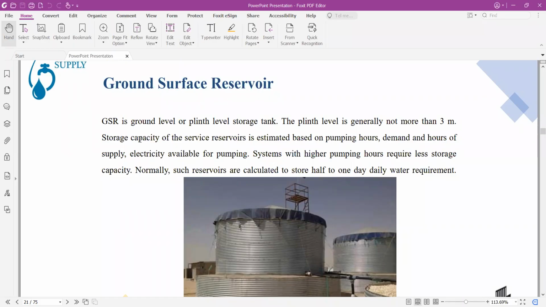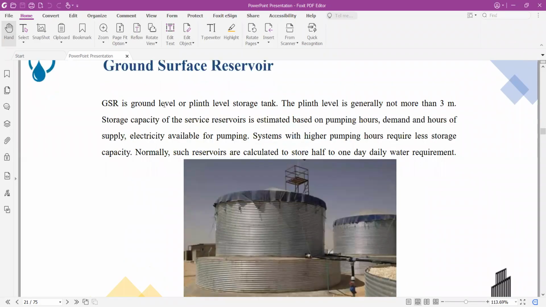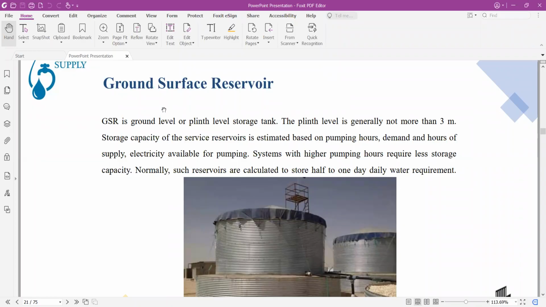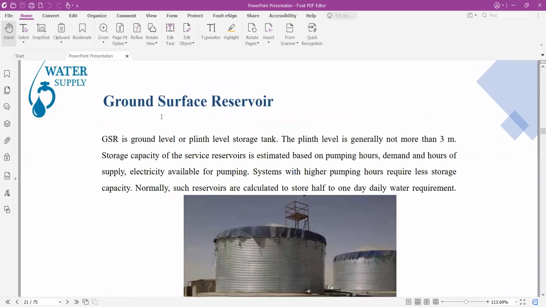The water is stored in the ground surface reservoir, and then it is transferred to different household stand posts, household taps, and for other purposes. Mostly the capacity of these ground surface reservoirs is about 1.5 to 2 times greater than the elevated storage tank.